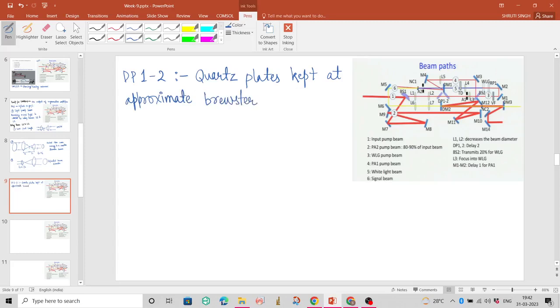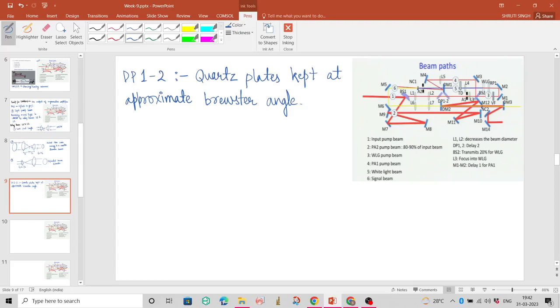So these are quartz plates kept at approximately Brewster angle. Now the Brewster angle, why? Because we need to maintain the polarization. And why approximately? Because this angle can be changed a little bit, it can be tuned. So these DP1 and DP2 quartz plates are for little angle tuning. It will be used later.